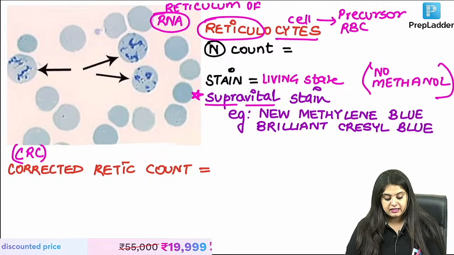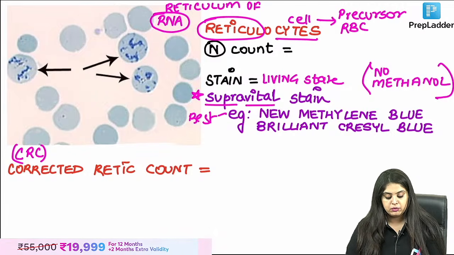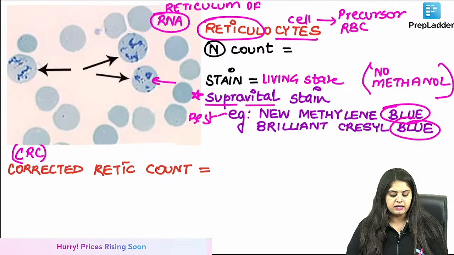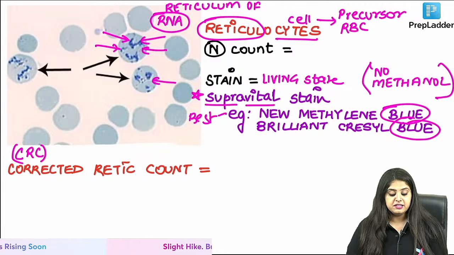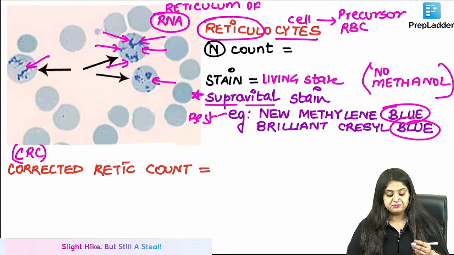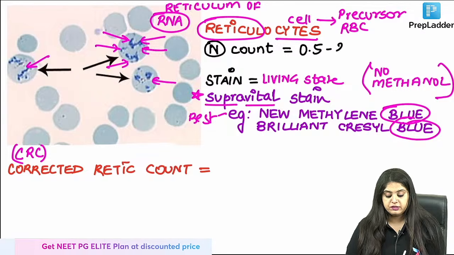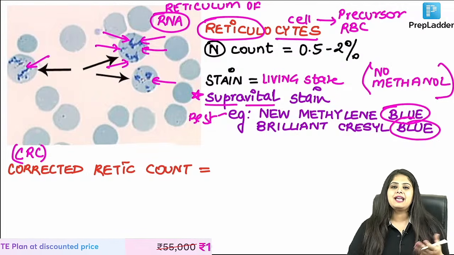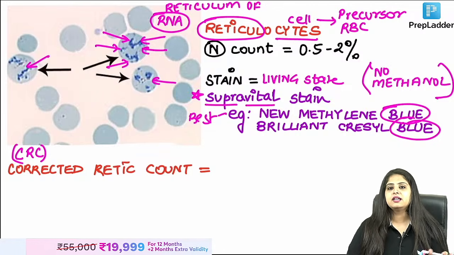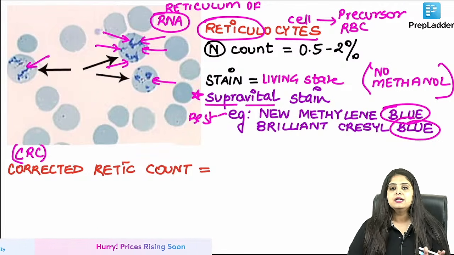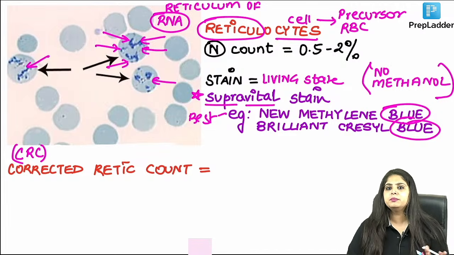The best stain that we have is going to be new methylene blue, and the next best stain that we have is brilliant cresyl blue. That is why whatever I'm getting in between, this is the RNA which is all bluish in color. They will not give you the normal count. You will tell me the normal count. It is 0.5 to 2%. It can go up to 2.5%. Now in hematology, this 0.5 plus minus variation goes book to book, lab to lab. So be open to that.